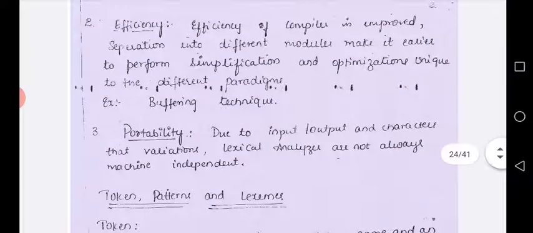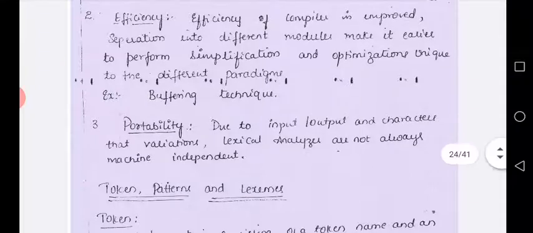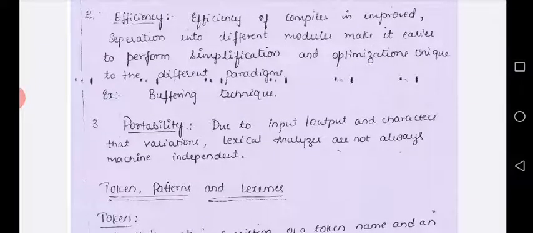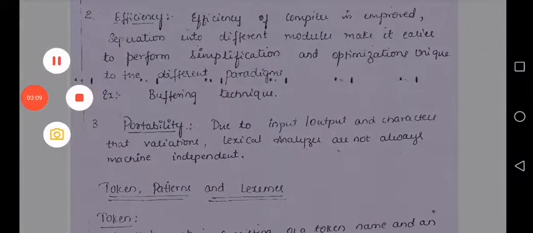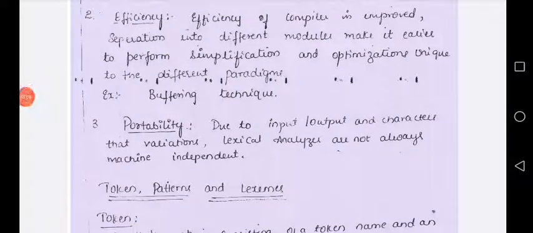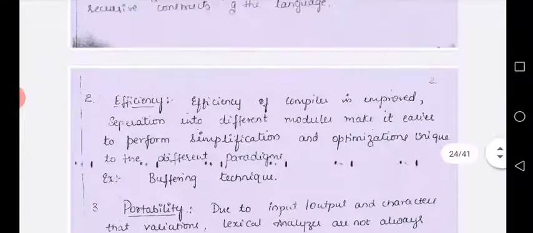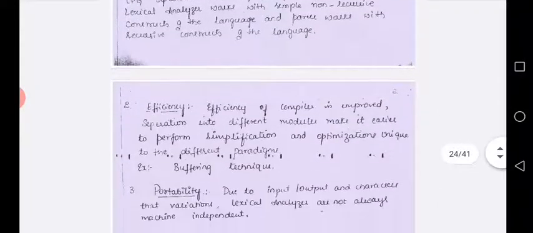Then the third one, portability. Lexical analyzers are not always machine independent; sometimes they will be machine dependent also, because they receive input and generate output, and a lot of variations are available. Because of that, the lexical analysis part can be machine independent as well as machine dependent. So these are the three major differences we can observe when we separate lexical analysis and syntax analysis.